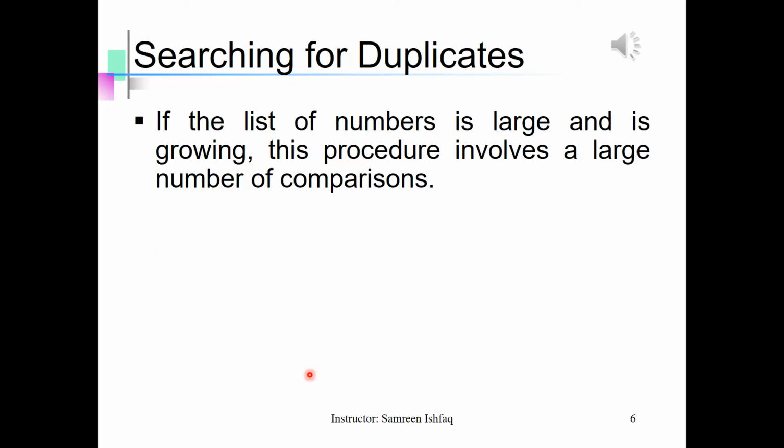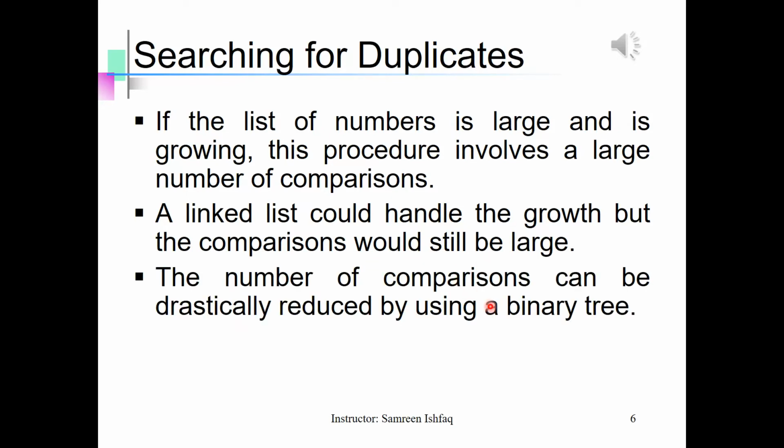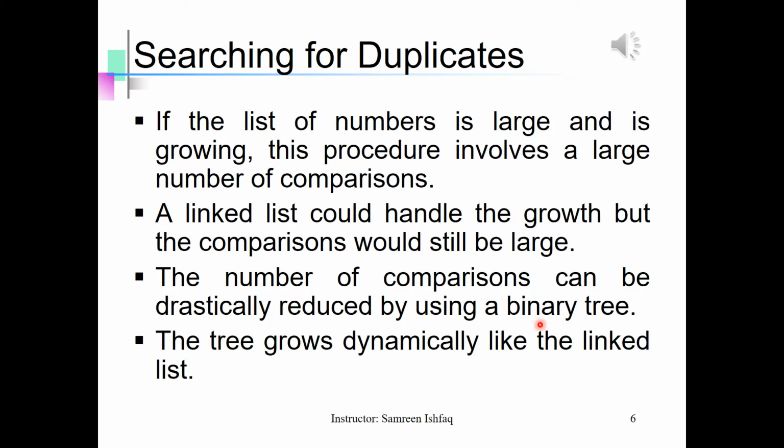If the list of numbers is large and is growing, then the procedure explained in the previous slide involves a large number of comparisons. A linked list could handle the growth, but the number of comparisons would still be large. We can reduce the number of comparisons if we use binary trees. The tree grows dynamically like the linked list, so it can handle growth.